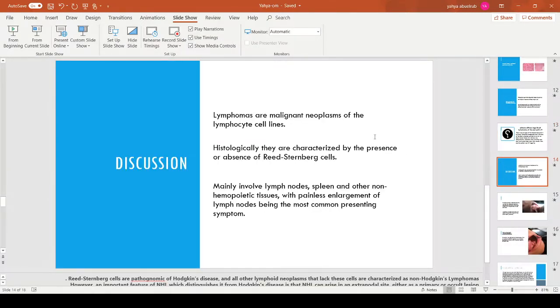To discuss, lymphomas are malignant neoplasms of the lymphocyte cell lines. They are histologically characterized by the presence or absence of Reed-Sternberg cells. They mainly involve lymph nodes, spleen, and other hemopoietic tissues, with painless enlargement of lymph nodes being the most common presenting symptom.